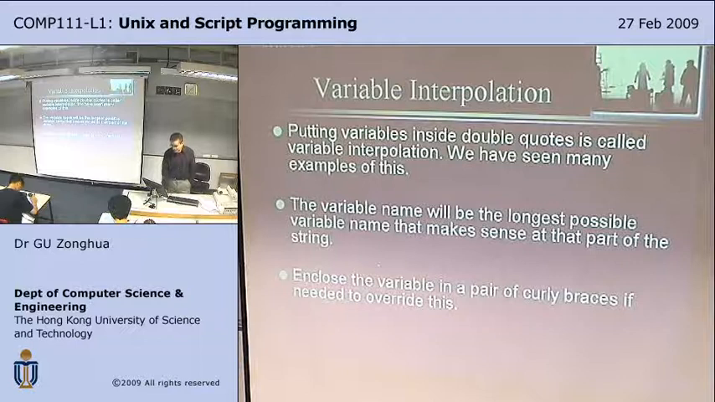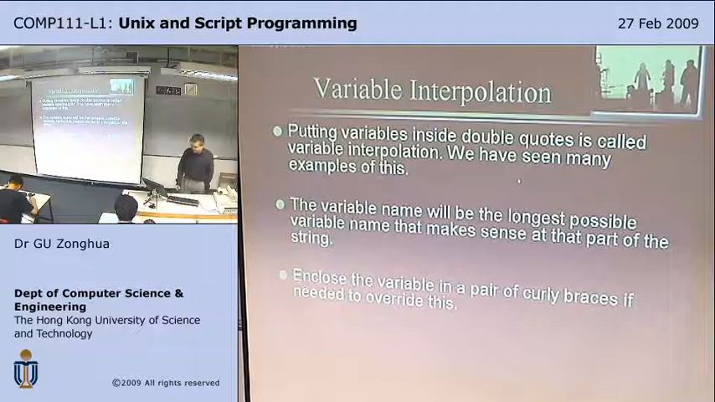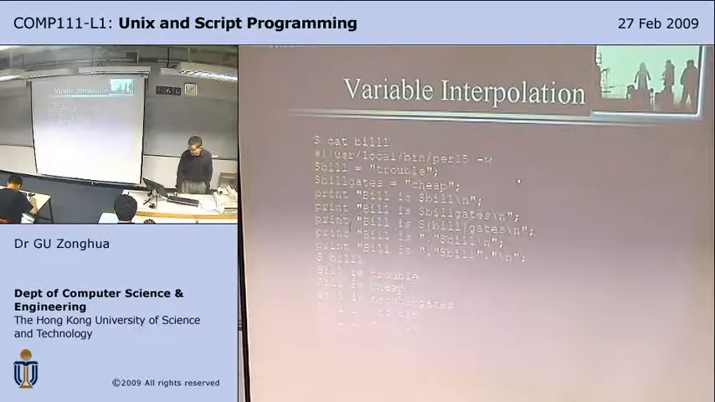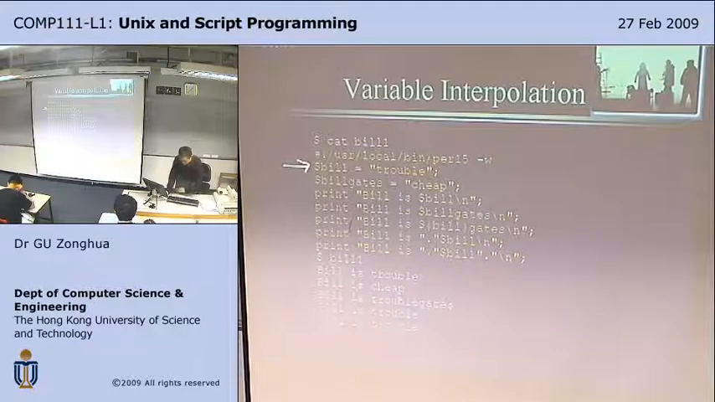So putting variables inside double quotes is called variable interpolation. So $name would be the longest possible variable name that makes sense at that part of the string. So Bill equals trouble. BillGates is another scalar variable whose value is assigned cheap. So bill is trouble. The first line prints out bill is trouble.